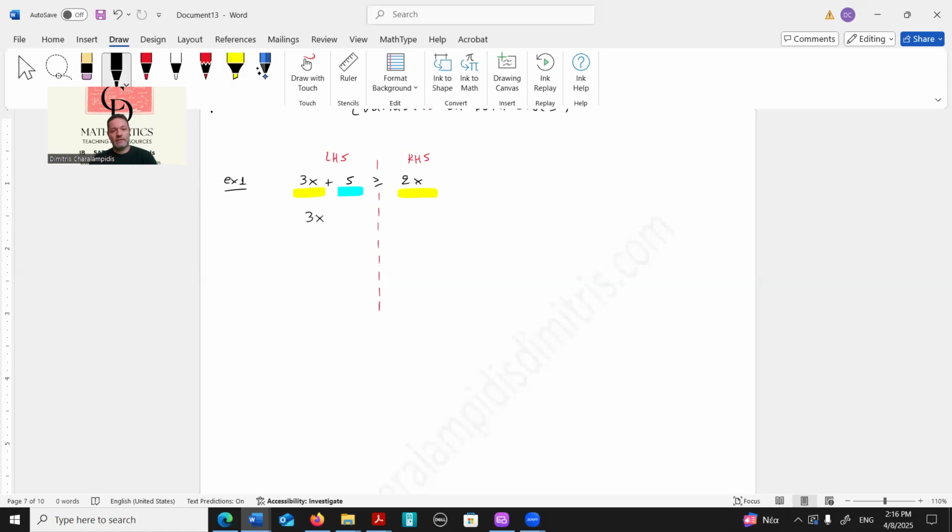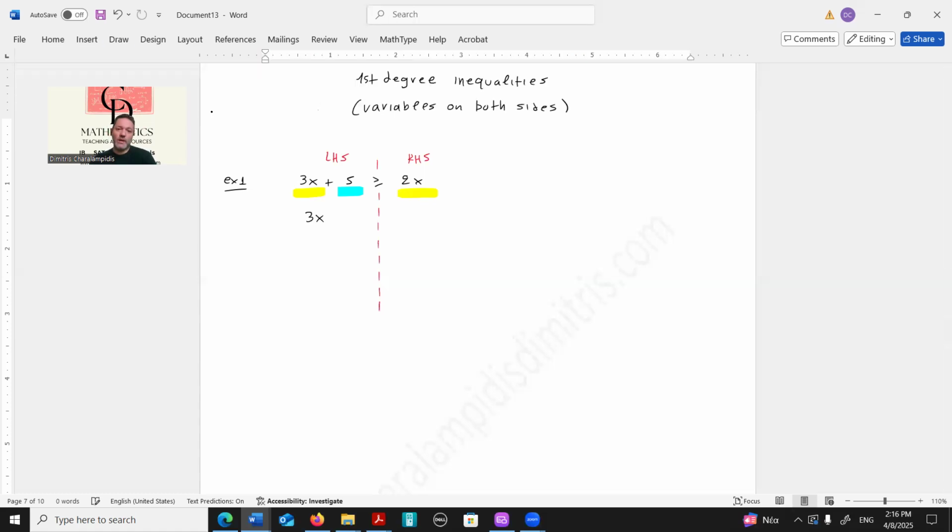So 3x was already there. 2x should move from the right side to the left, which will make it change its sign. Greater or equal than -5. And why is that -5? Because originally it was placed at the left side. Now I have to move it to the right. Its sign should change. Then I simplify the like terms. 3x minus 2x is obviously equal to 1x, which is greater or equal than -5.